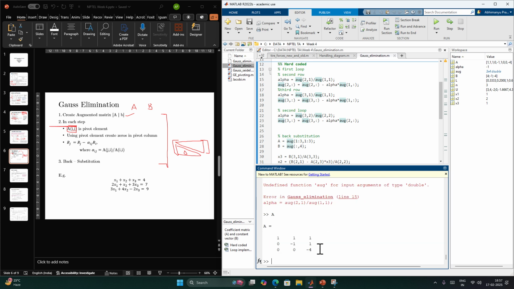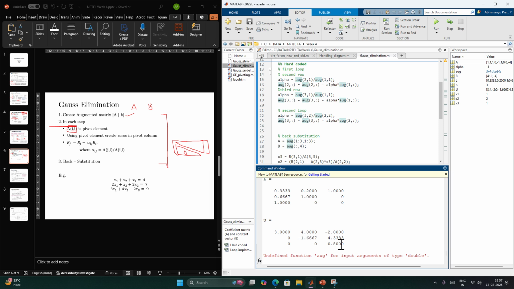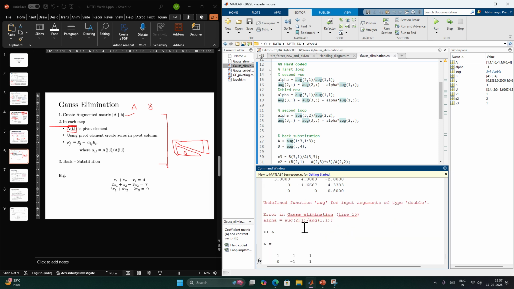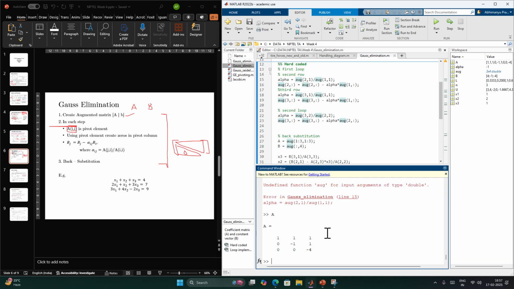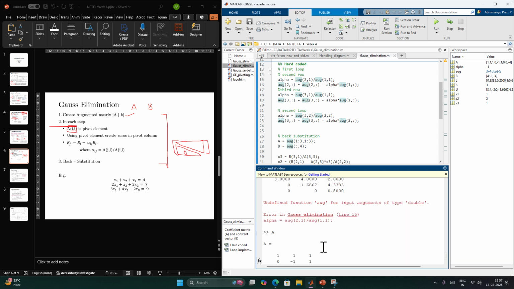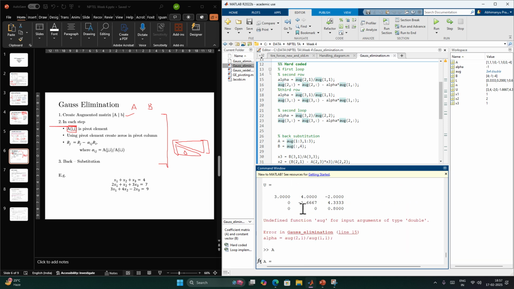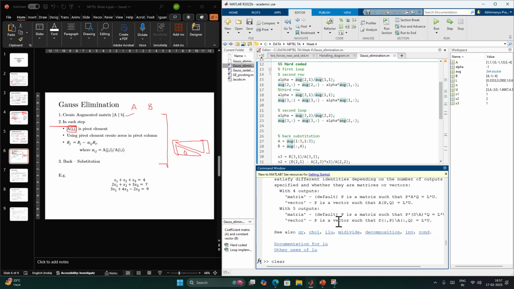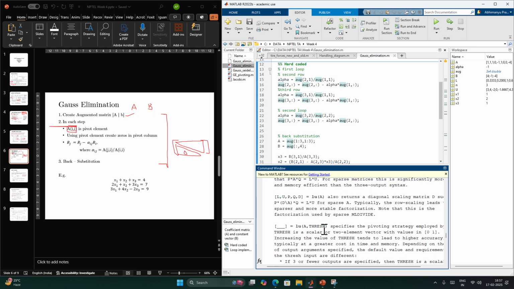Fine. There should be some method from which we can go from here to here. Like if I divide the last row with, there should be some more functions inside this.